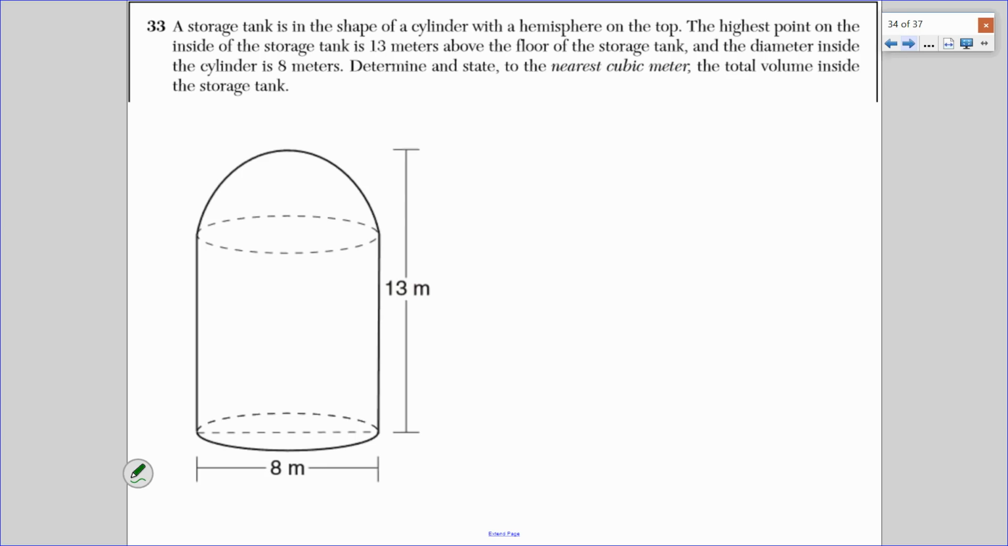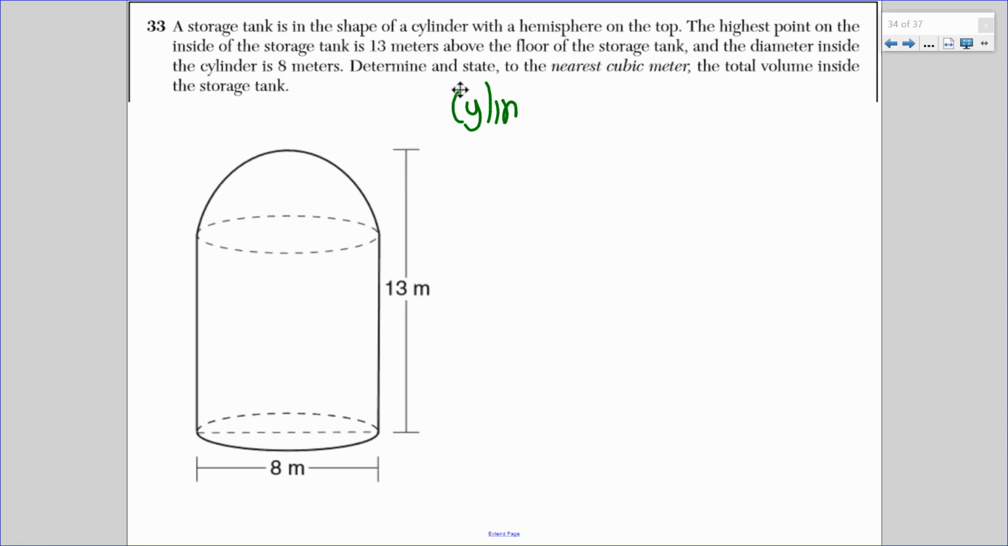A storage tank is in the shape of a cylinder with a hemisphere on the top. Yep, I can see that. The highest point on the inside of the storage tank is 13. I can see that. Everything it's telling me is in the picture. It wants the volume. So to find the volume, they call this compound volume. I have to find the volume of both shapes. I have to find the volume of the cylinder.